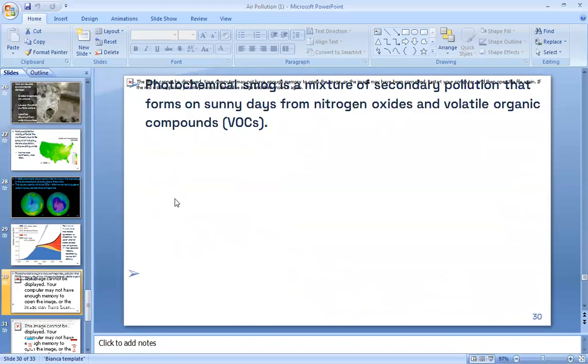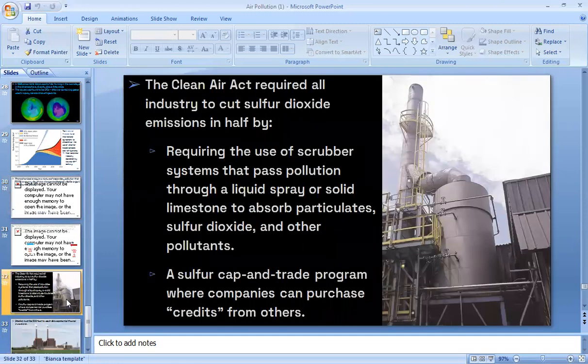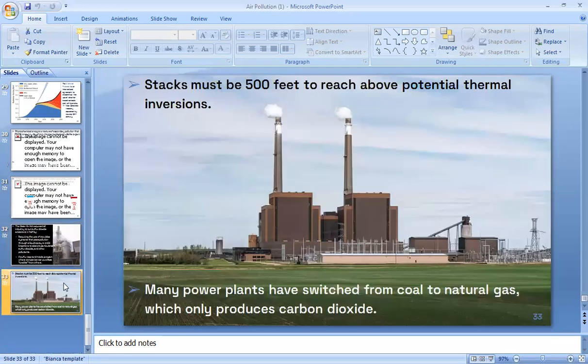Photochemical smog is a mixture of secondary pollutants that forms on sunny days from nitrogen oxides and volatile organic compounds. The Clean Air Act requires industry to cut sulfur dioxide emissions in half by requiring the use of scrubber systems that pass pollution through a liquid spray or solid limestone to absorb particulates, sulfur dioxide and other pollutants. There is also a sulfur cap and trade program where companies can purchase credits from others. Stacks must be 500 feet high to reach above potential thermal inversions.